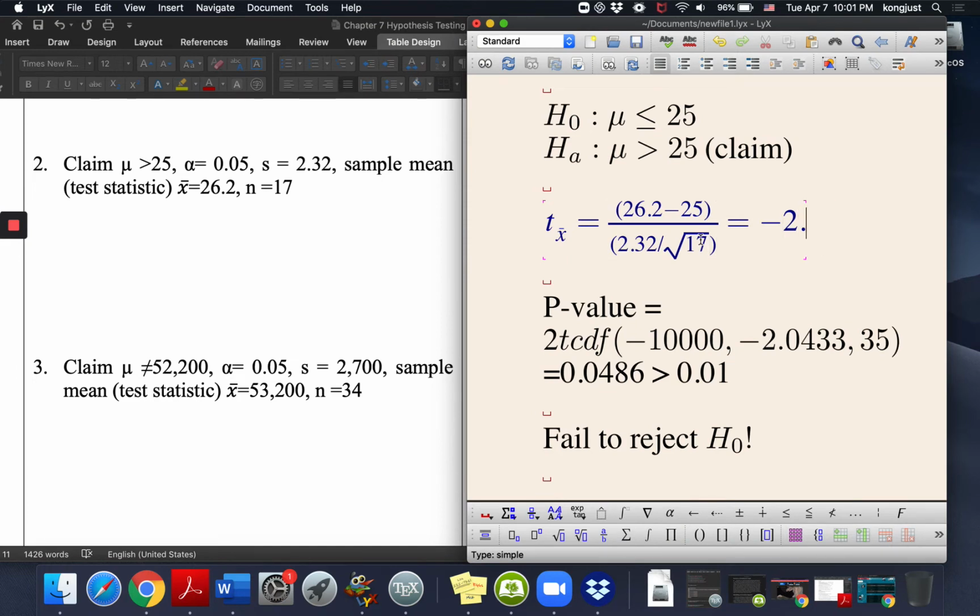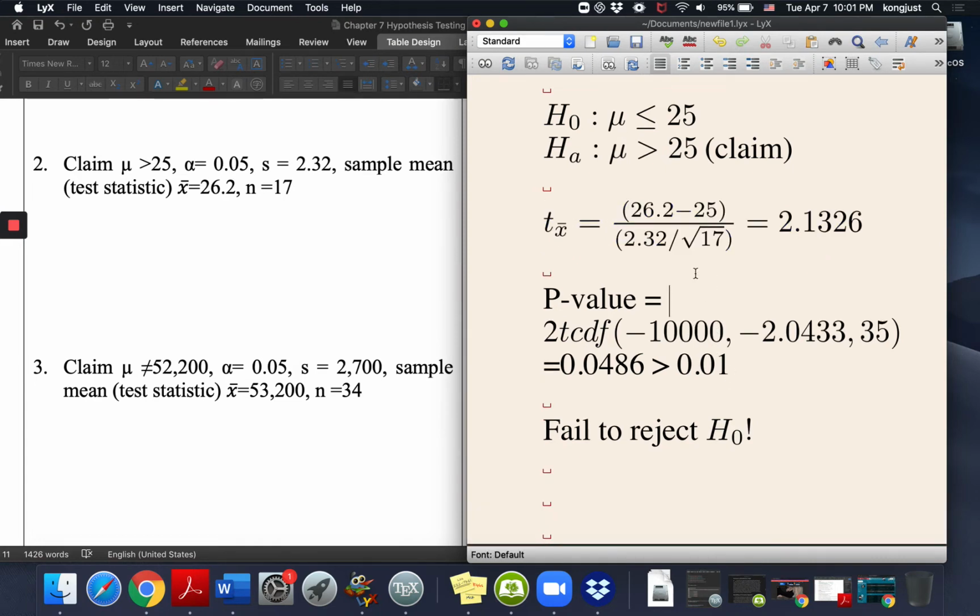Not going to be that number. This actually should be positive because it's to the right. 26.2 minus 25 is 1.2, divided by parentheses 2.32 divided by the square root of 17. All right, and I get 2.1326, unless I entered something wrong. And if I did, then please let me know so I can correct it for everyone else.